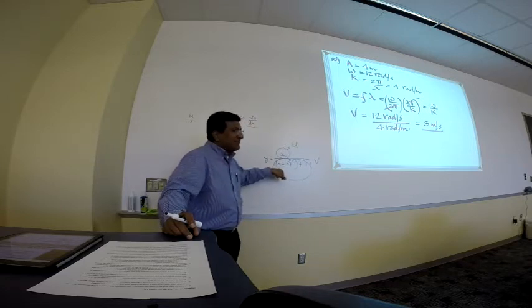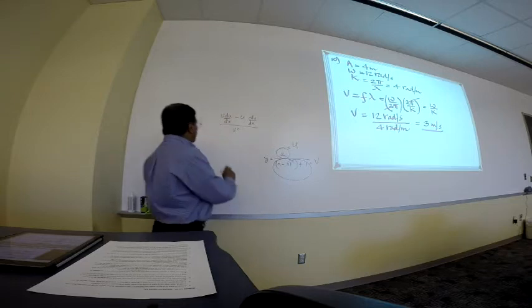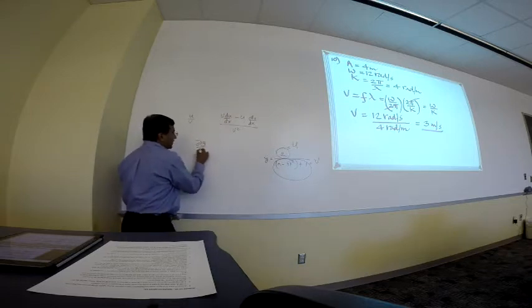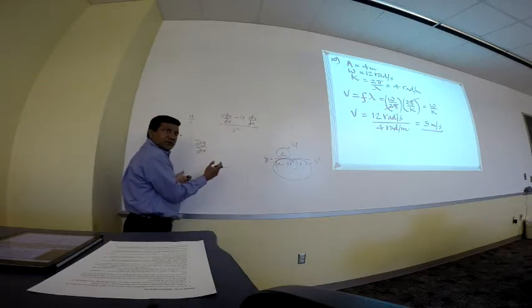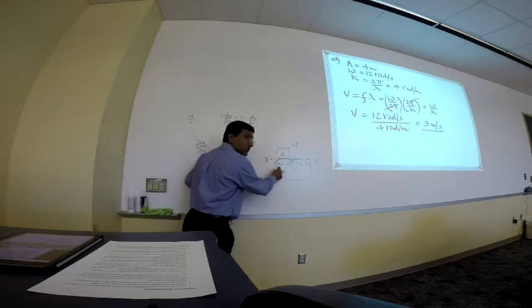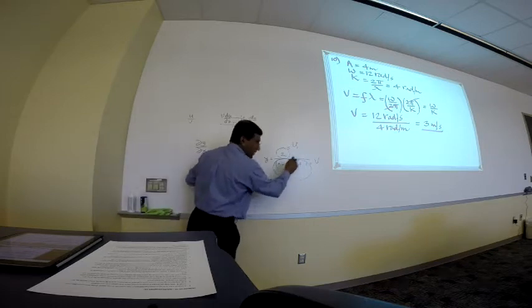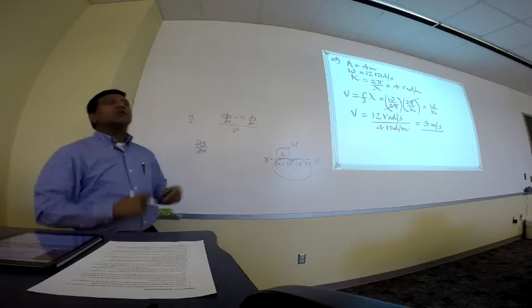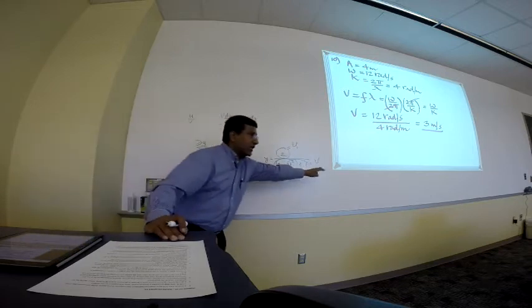1 minus 3t squared. Is it just 1? It's just 1, because t is a constant. When you take a partial differential, the t is a constant, so it's 0. Correct. So you don't have to care about that.